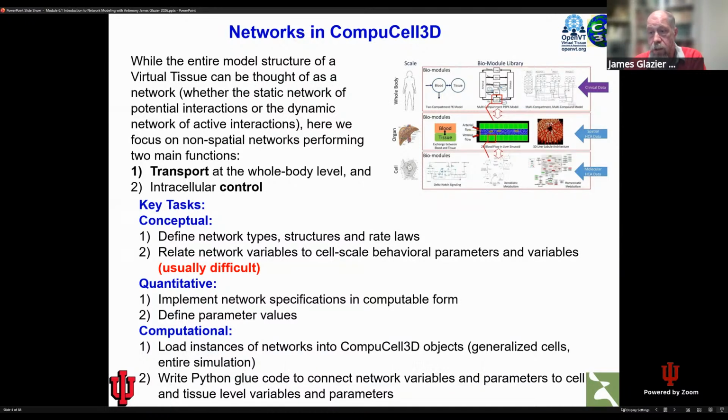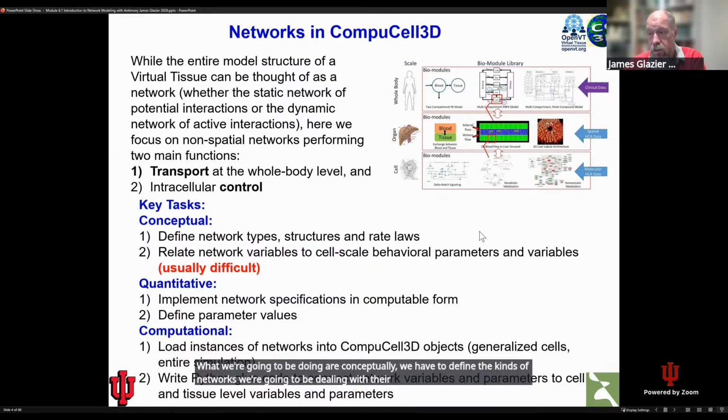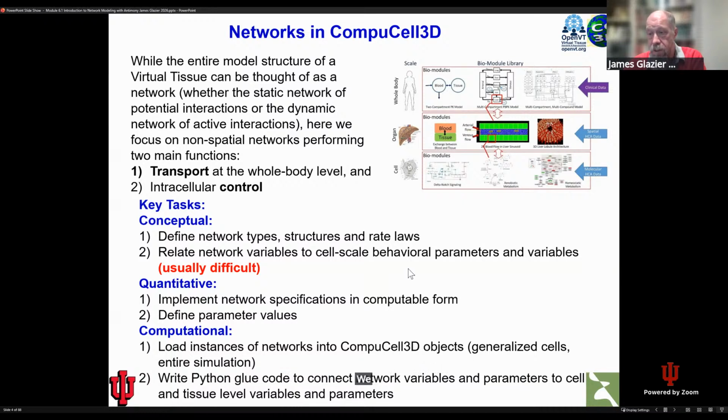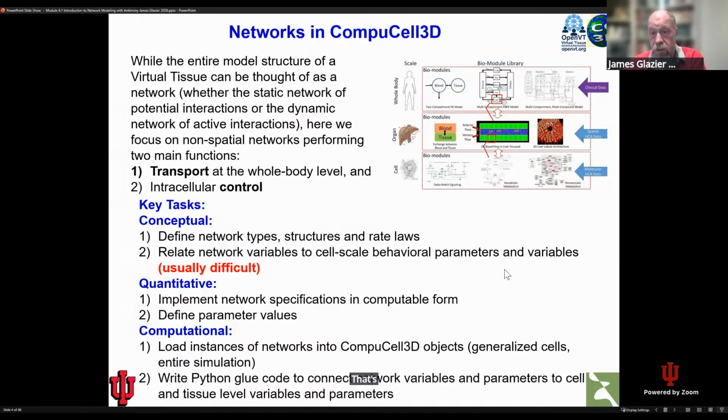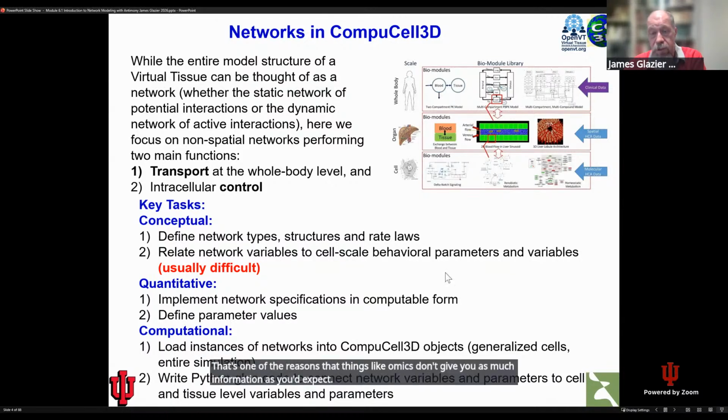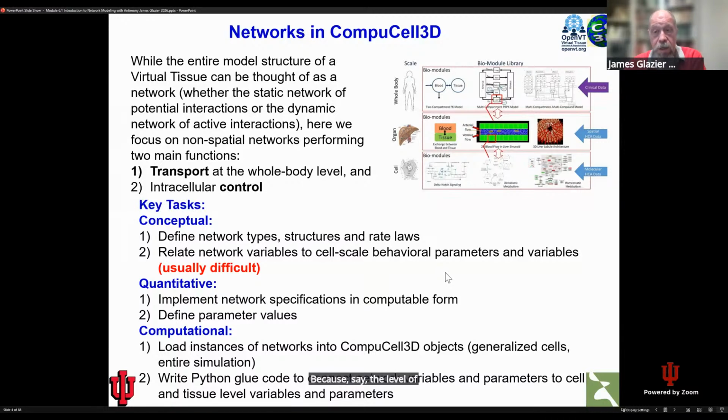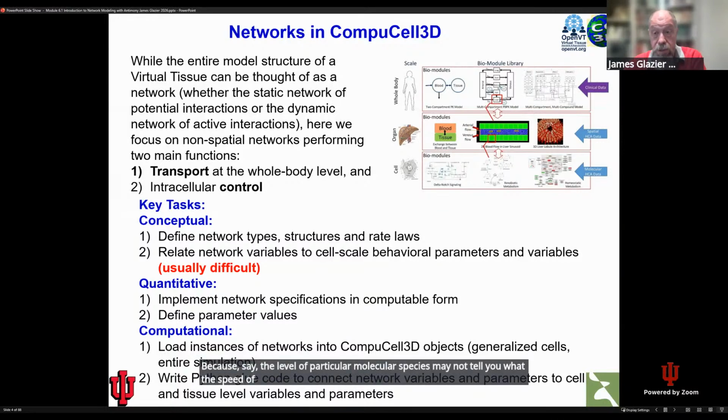What we're going to be doing are, conceptually, we have to define the kinds of networks we're going to be dealing with, their structure and their rate laws. We're going to have to relate network variables to cell scale behavioral parameters and variables. That's typically quite hard. That's one of the reasons that things like omics don't give you as much information as you'd expect, because, say, the level of particular molecular species may not tell you what the speed of replication of a cell is, for example.